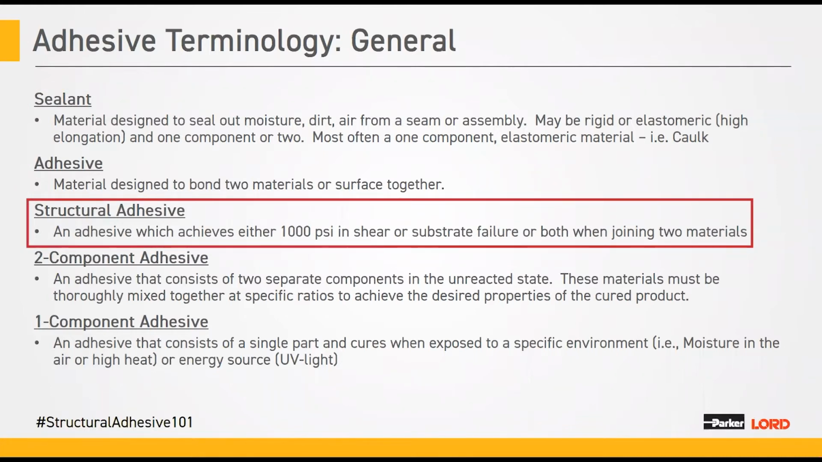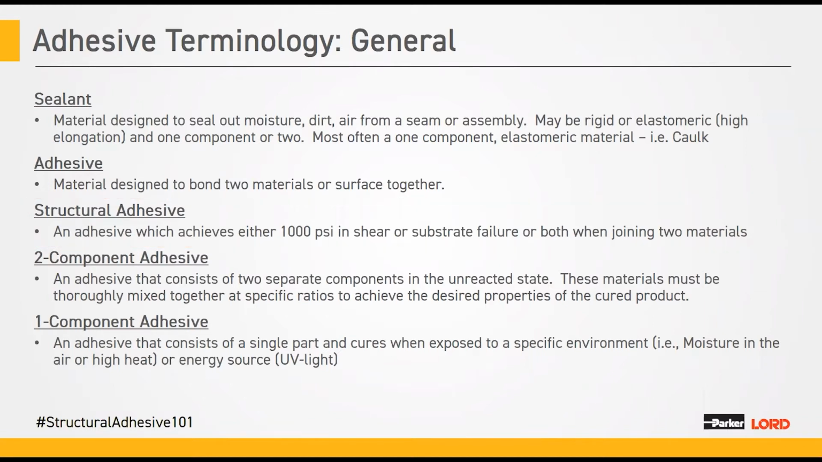Structural adhesive is a little bit different than a regular adhesive in that it's an adhesive which can achieve 1,000 psi or 6.9 megapascals in shear, or cause the substrate to fail when it's tested, or both when it's joining two materials together. That's a little bit different than an adhesive, because you can think of an adhesive as like an Elmer's glue, a contact cement. Those are designed to put materials together. But the difference of a structural adhesive is it achieves a certain strength value.